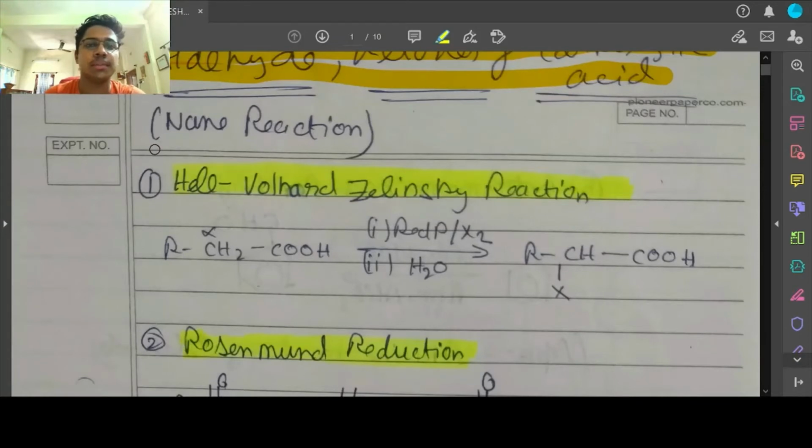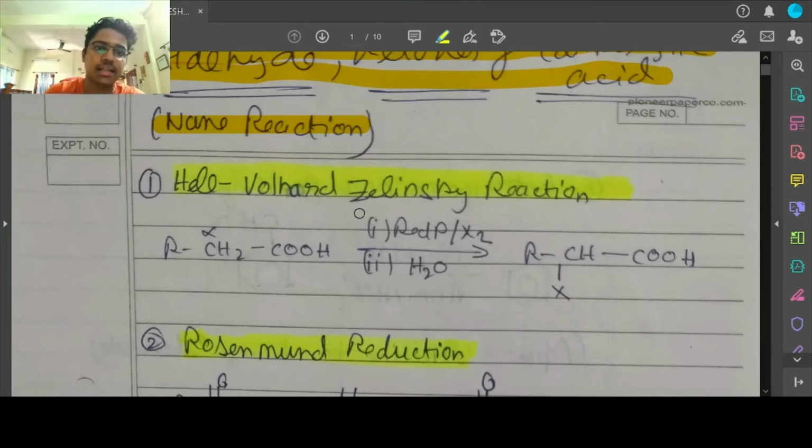First we'll be starting with the name reactions. This name reaction section is very important for CBSE or ISC. Many questions generally come from here, and in JEE also this section is very important because sometimes they directly give you questions from these name reactions only. So let us come to the first point.